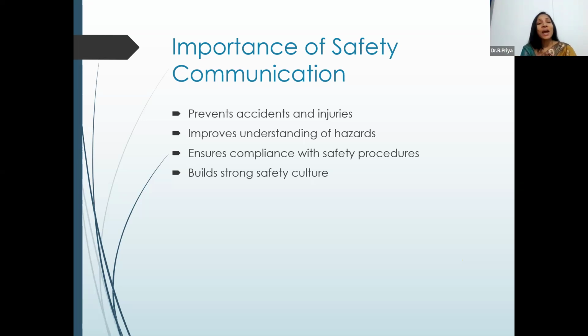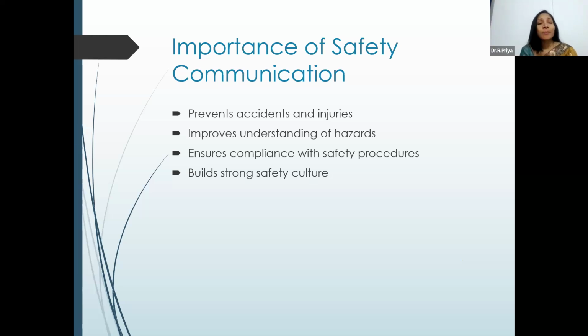Then, ensure compliance with safety procedures. Clear communication ensures that safety rules, especially SOPs and legal requirements, are understood and followed. When instructions are simple and regularly reinforced, compliance improves. For example, displaying step-by-step safety procedures near electrical panels ensures the engineers follow the proper isolation and grounding methods before starting the work.